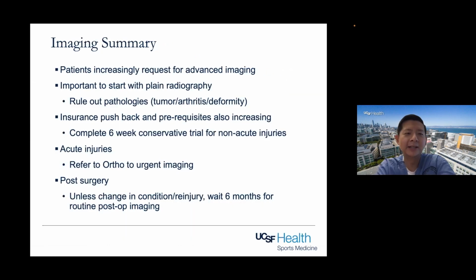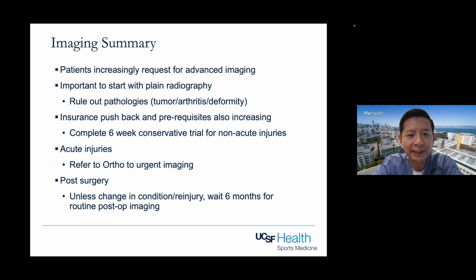All right, so wrapping up here, imaging summary. Patients are increasingly requesting advanced imaging, but when we do imaging, it's important to start with plain x-rays. This is to rule out some of these really bad pathologies like tumors or arthritis and bony morphology. And then also there's so much insurance pushback. It's almost always necessary now to first get x-rays before they even allow us to get an MRI or anything else on top of that.